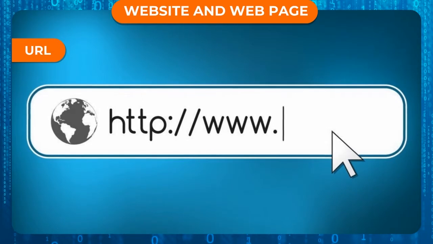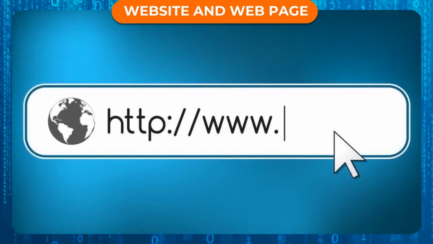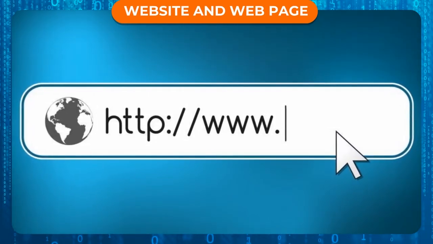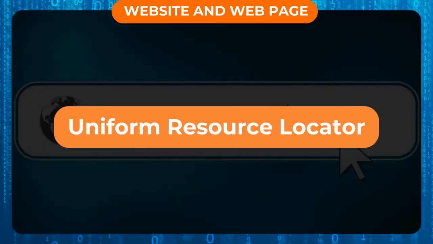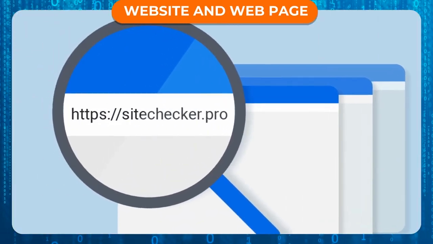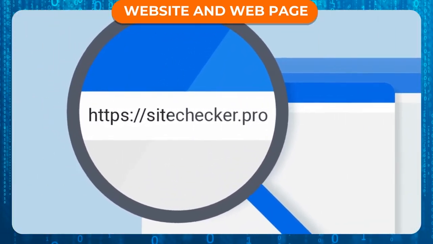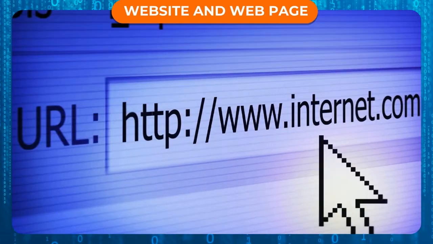URL. You can access any website on internet only if you know its URL. It stands for Uniform Resource Locator. It is commonly known as the address of a website. Every website has unique URL by which it can be accessed on the internet.